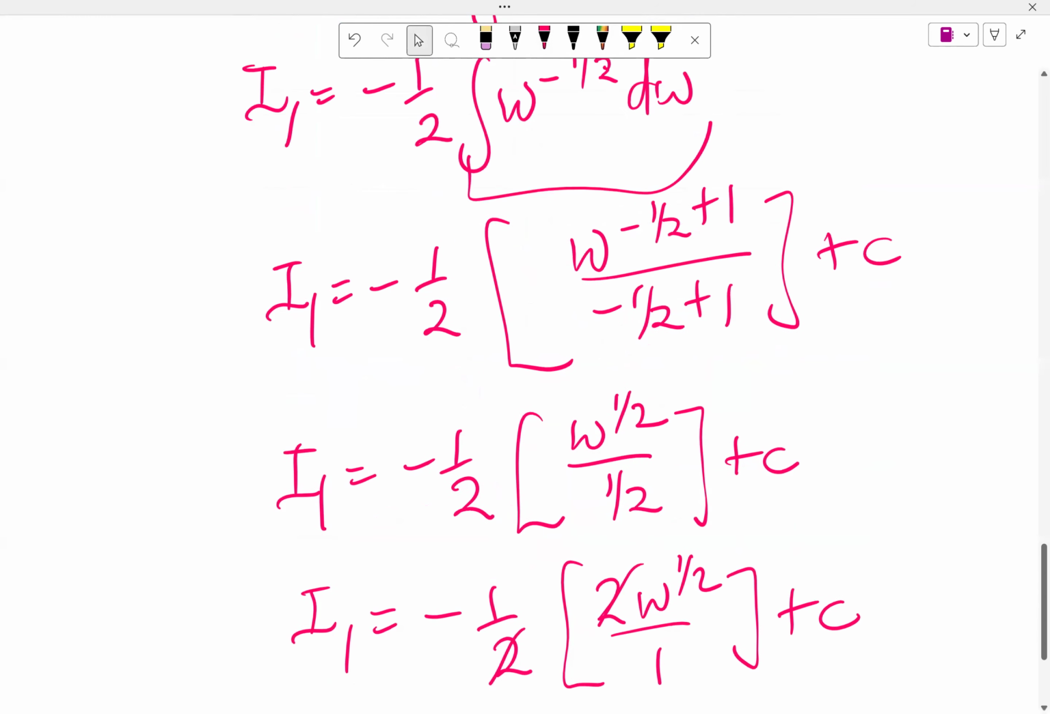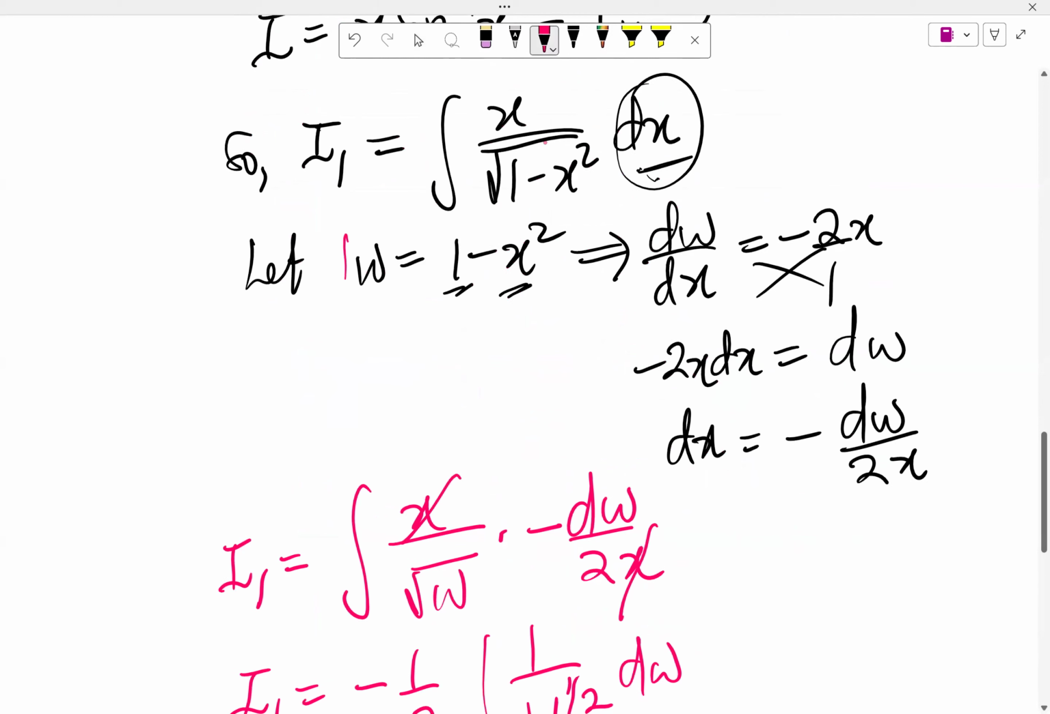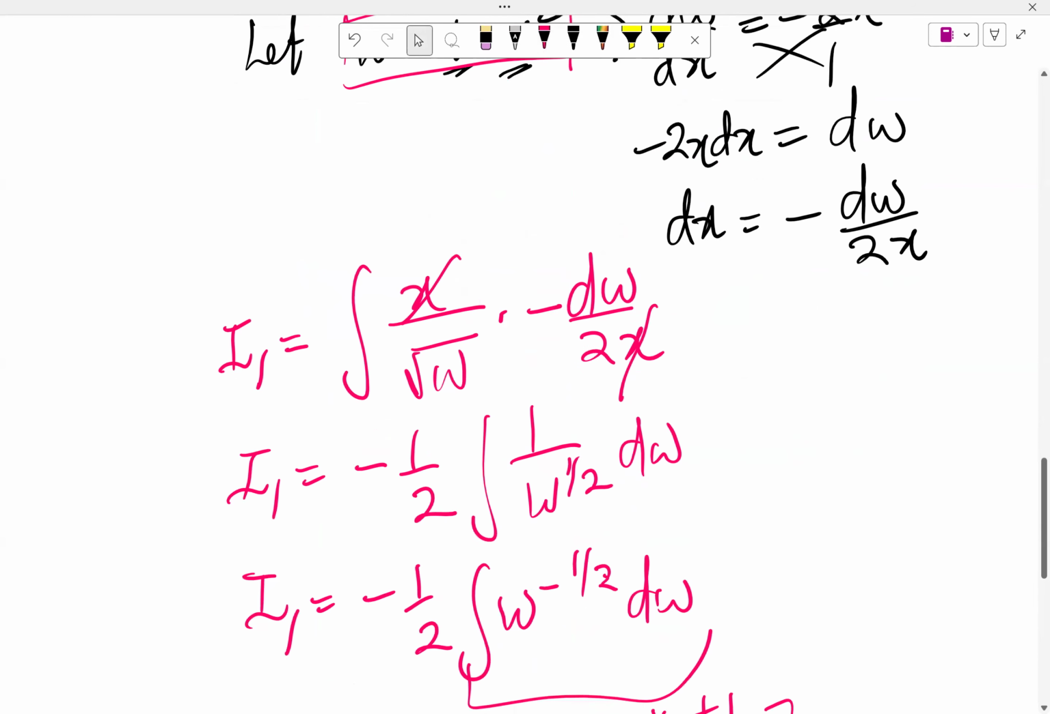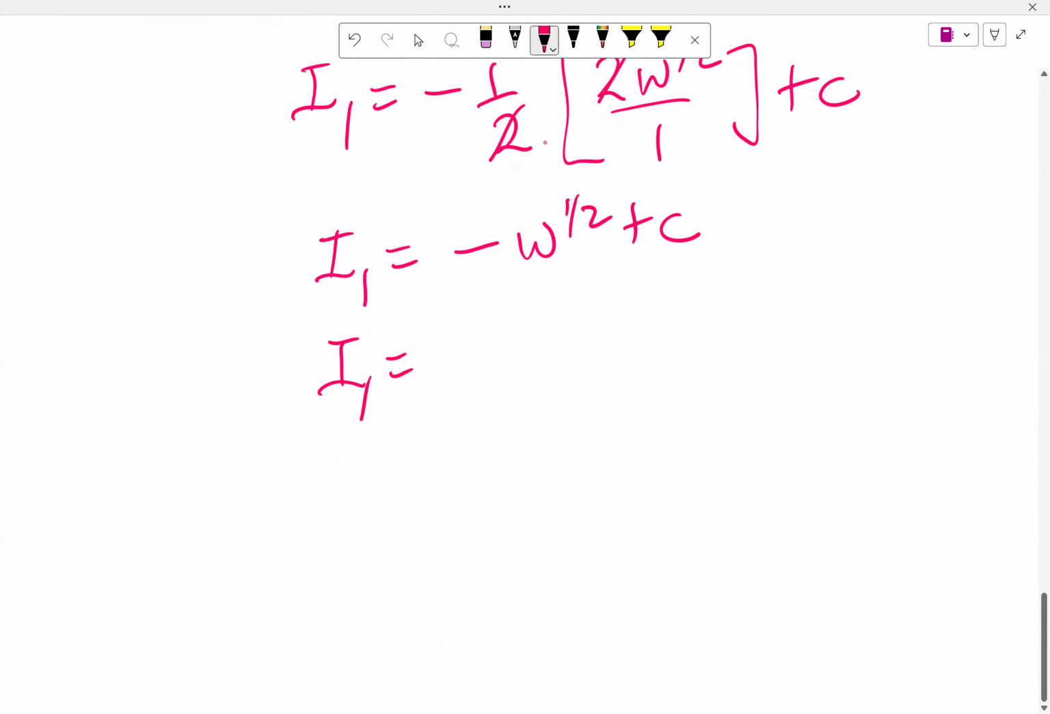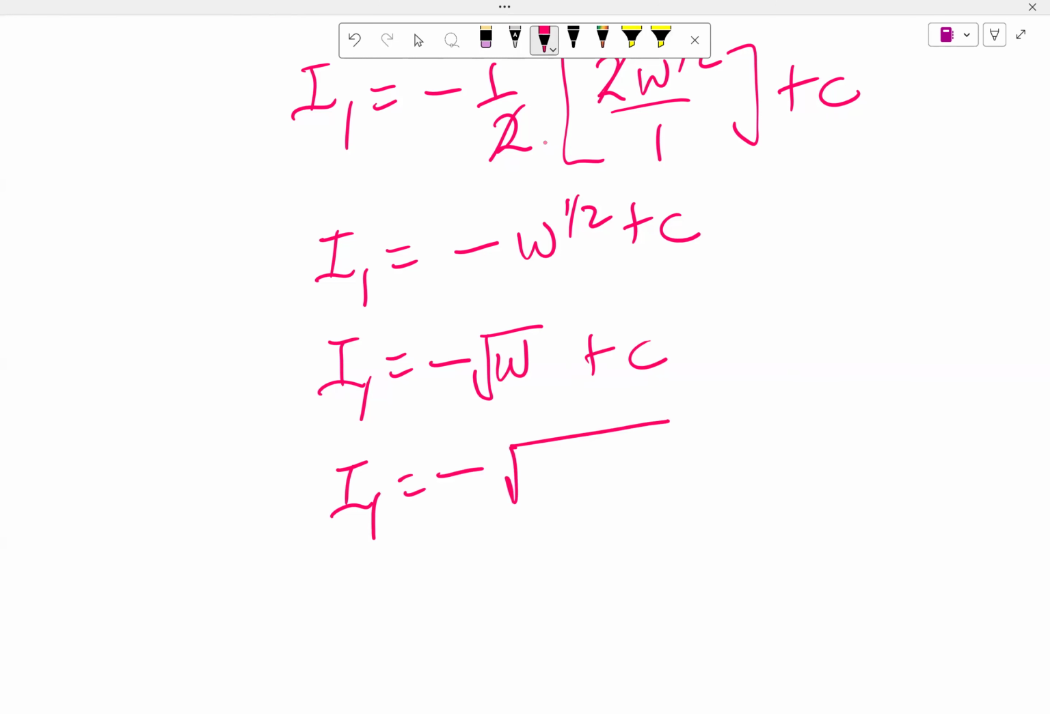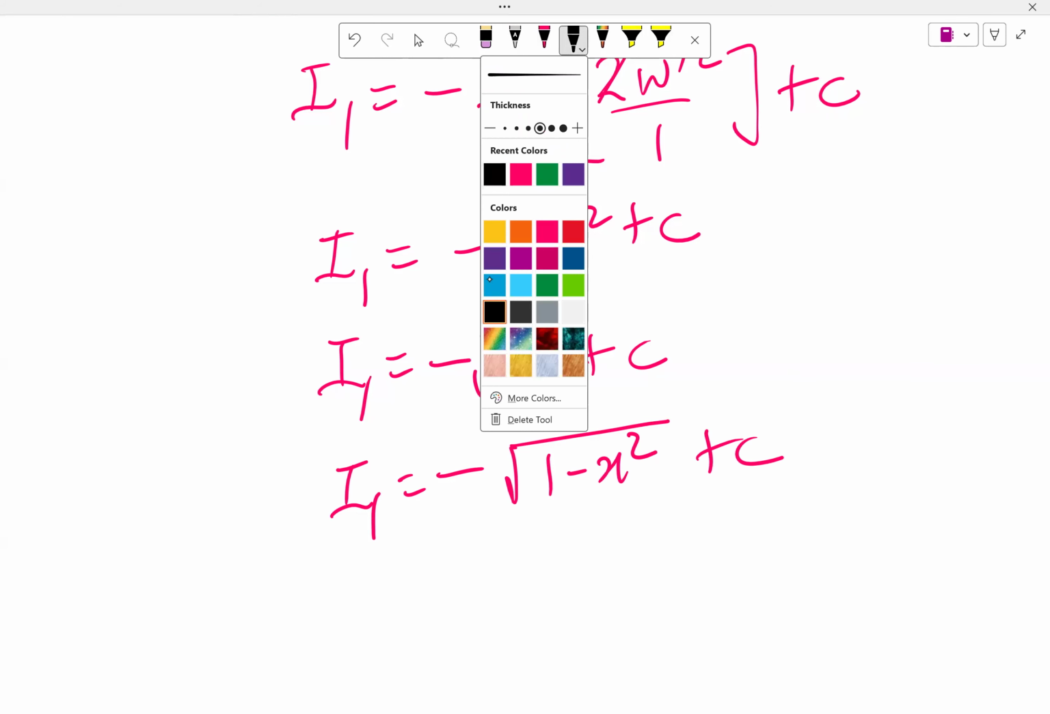And don't forget w, we didn't always have w, so don't forget w is 1 minus x squared. So you can pull that back. So you have I1 is equal to minus square root, of course, maybe let me just do it like for a layman. So minus square root of w plus c, right? So that means I1 equals minus square root of 1 minus x squared plus c. But this is not where we came from, right? You have to remember where you're coming from. Remember your source, okay? So let's go back to where we came from.